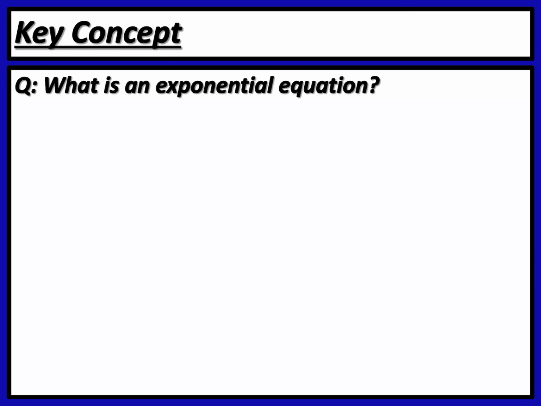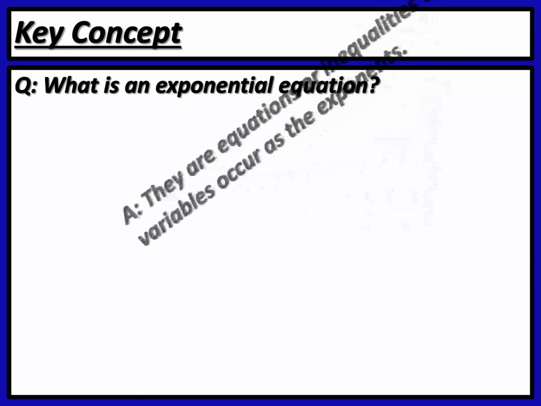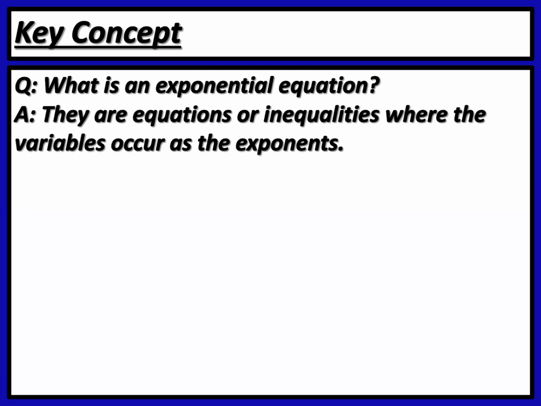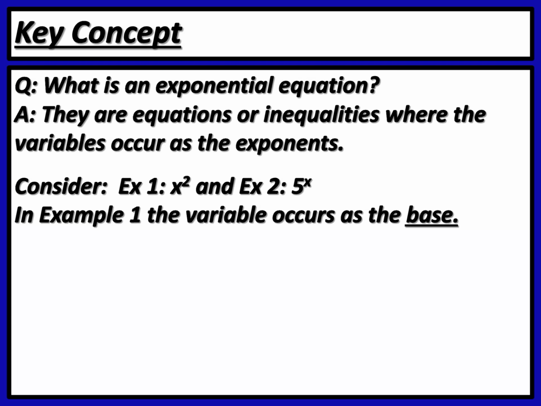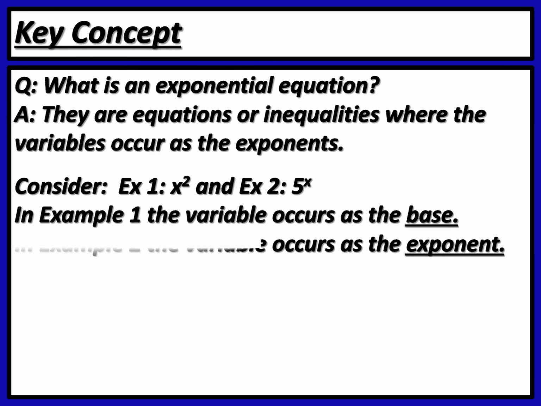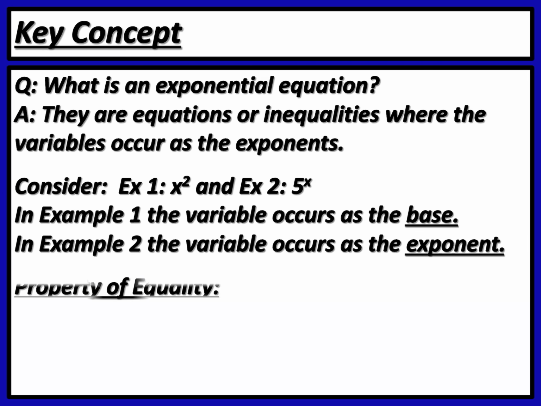So the first thing we want to know is, what does an exponential equation look like? We're going to have our variable as the exponent now. You can see the difference between example 1 of x squared and example 2 of 5 to the x. The exponential equation now has the variable in the exponent. In the first one it occurs as the base, and in the second one it is the exponent.